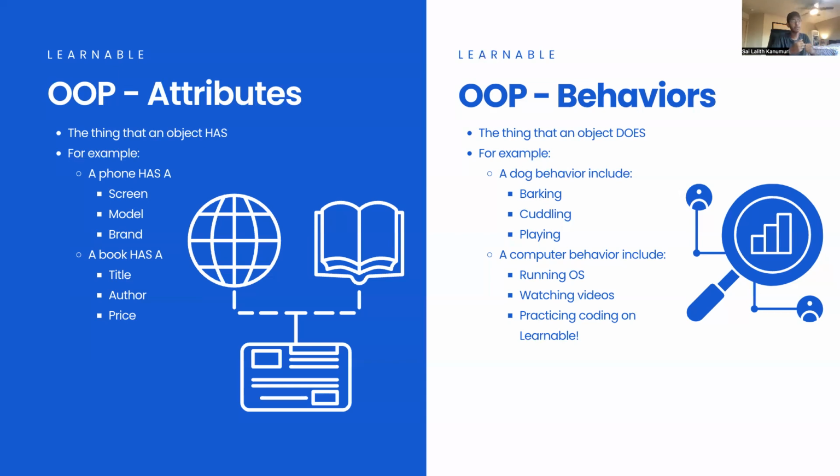But the behaviors are what the object does. So for example, a dog behavior might include barking, cuddling, playing, and a computer may include running OS, watching videos, and practicing coding on Learnable. So while attributes are the thing that the object has, behaviors are the thing that the object does, which is really important.